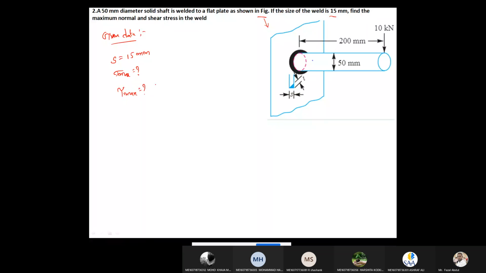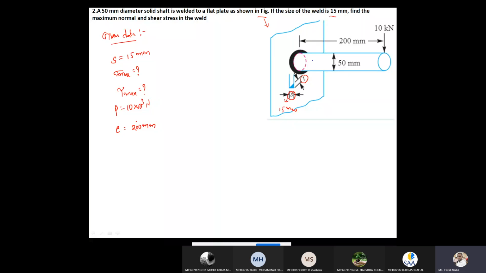Question is asking. Okay. So load, how much given load here? P is given here as 10 into 10 to the power of 3 newtons. Eccentricity value is given here, 200. And where t is the throat thickness, s is the size of the weld that is given in the question, 15.